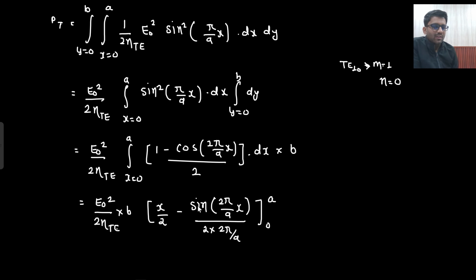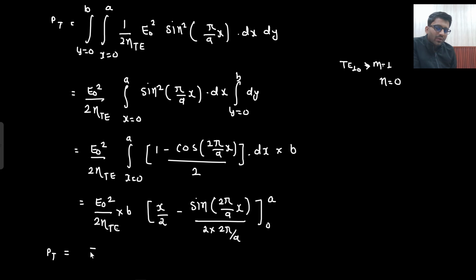So when you put the limit, first you will put the limit as x equals a, then what will it be? Sine 2 pi. Sine 2 pi is 0. Then you will put the limit as x equals 0. What will be sine 0? 0 only. So this term will go to 0. So here what you are going to get? A by 2. So what is the final answer you are getting?